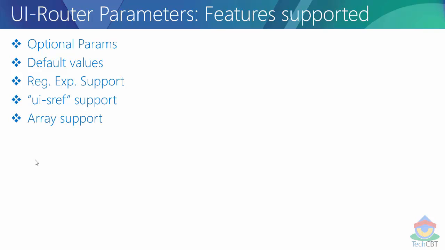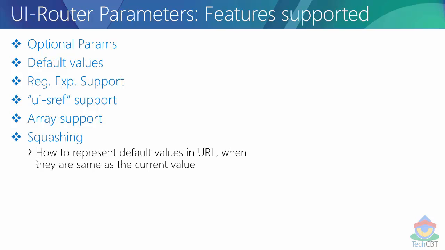Array support. You can have your router parameters take all the values into one single variable in the form of an array. So you can have one array accepting multiple values of parameters, which can be reused later as part of your controller or scope.